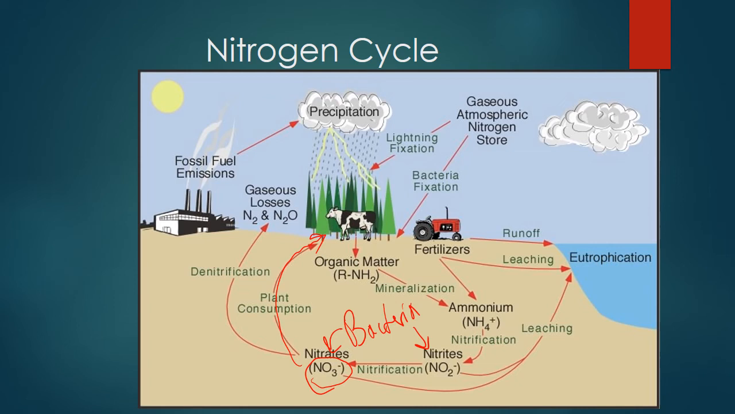Luckily, there are bacteria that can also get nitrogen from the atmosphere. Those are known as the bacteria fixation process. These bacteria down here also go through bacteria fixation. They're just altering those nitrogens to be used. So that's how nitrogen gets recycled in the environment as well.